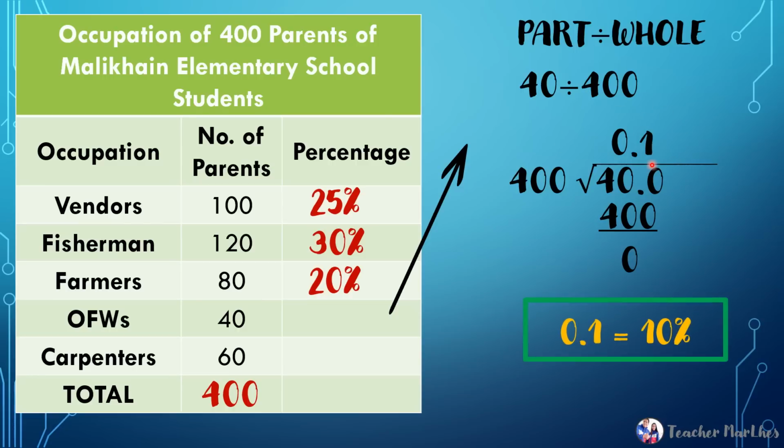So, i-convert ulit natin yung 0.1 sa percent. So, move ulit ng dalawa. 1, 2. So, maglalagay tayo ng 0. So, yung 0.1, magiging po siyang 10%. So, ang percentage ng OFWs is 10%.